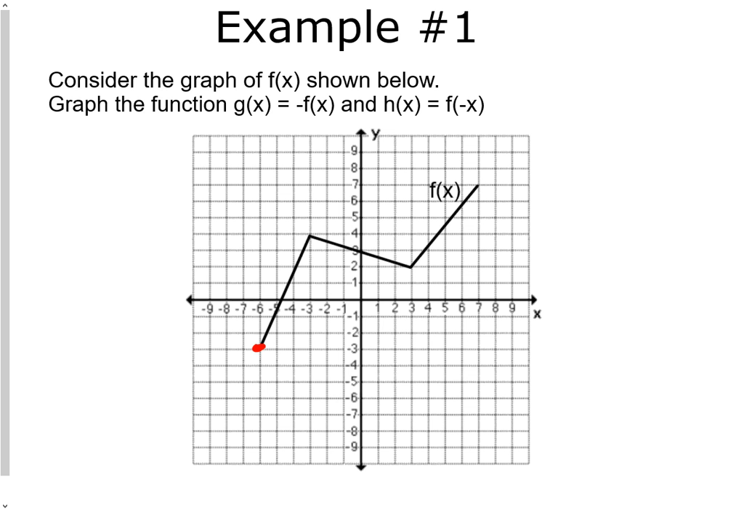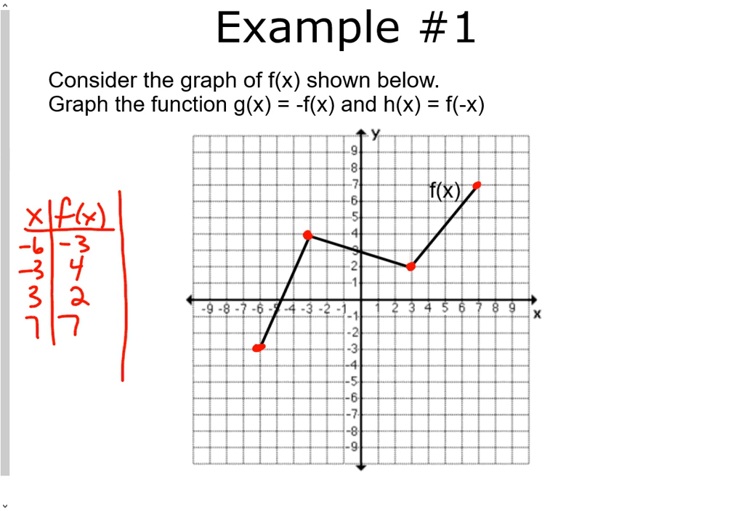Again, let me pull off these 3 points. So this is f of x. Here we go. So -6, -3, -3, 4, 3, 2, and 7, 7.